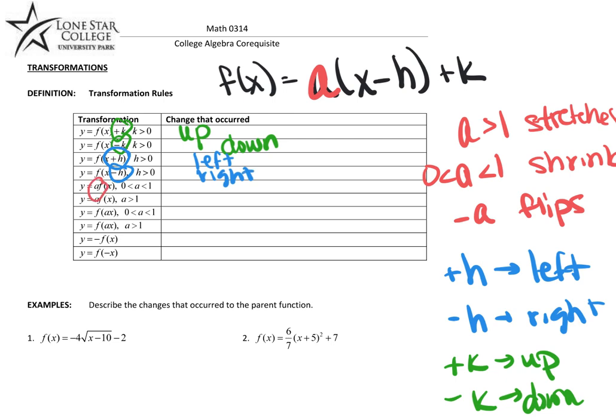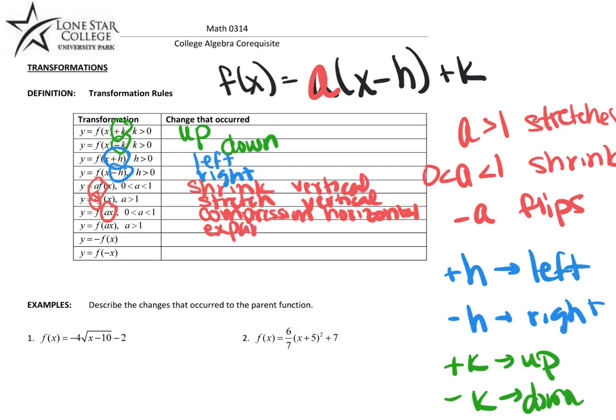A in the front, where a is in between 0 and 1, is a shrink. A in the front, where a is greater than 1, is a stretch. A inside, when a is in between 0 and 1, we call it a compression. And this is a horizontal move. This is horizontal. These are both vertical, by the way, when they're on the outside like that. They're affecting y's. This affects x. This is an expansion, and it's also horizontal.